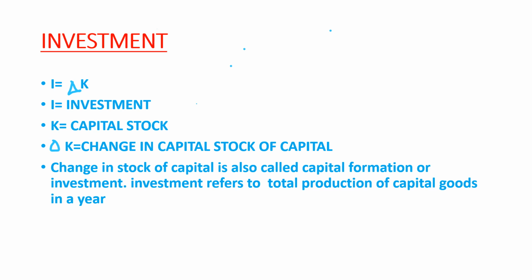Investment refers to total production of capital goods in a year. As I explained to you, that in an economy, how many capital goods are produced during an year. Capital formation is very much essential for growth of an economy. It leads to accelerated growth. Because plant and machinery has increased means production will increase. And if production increases, then growth of economy will also accelerate.